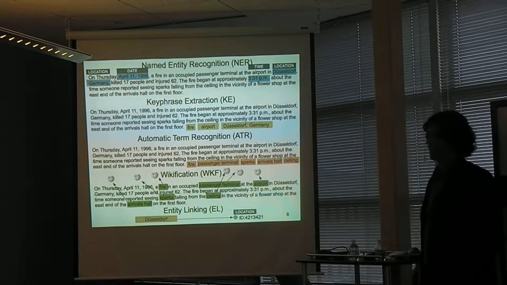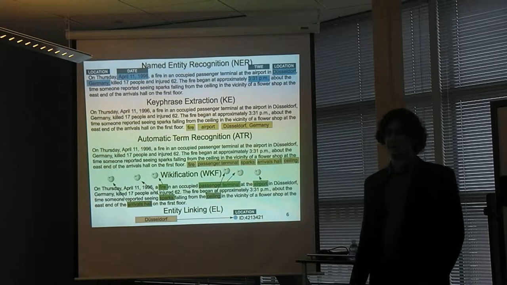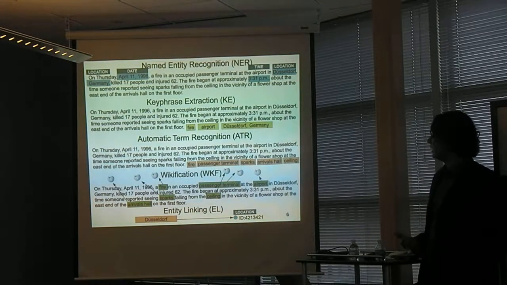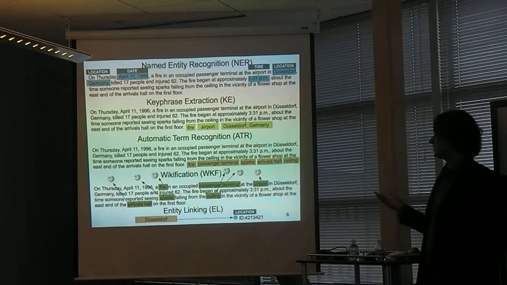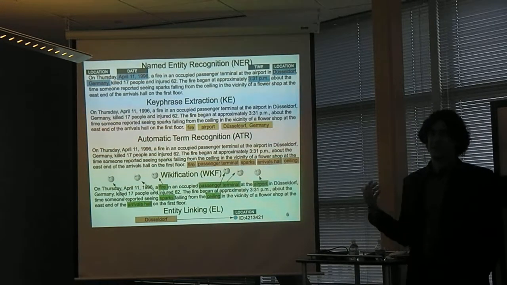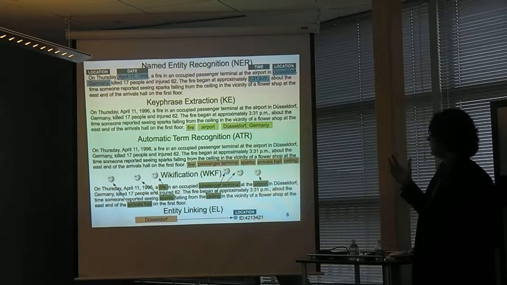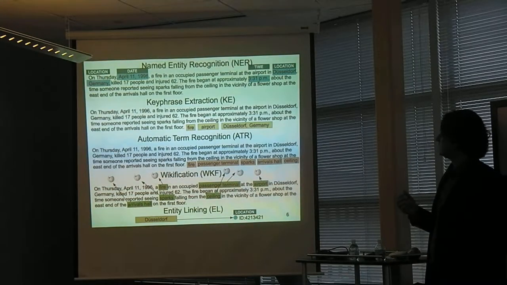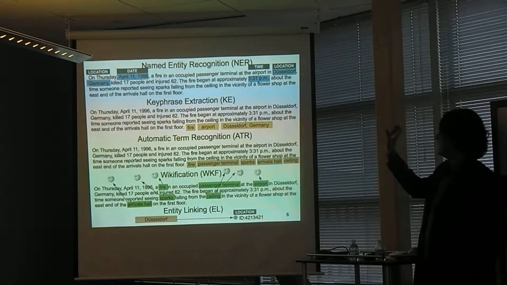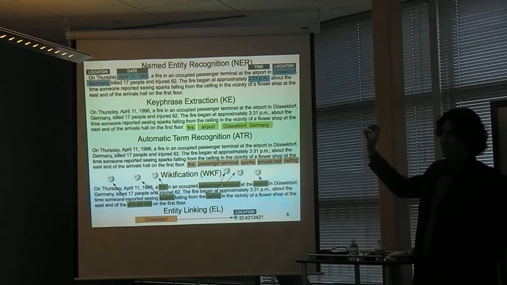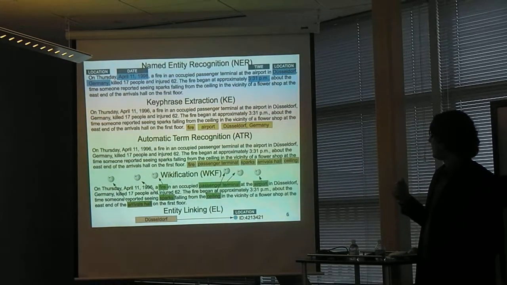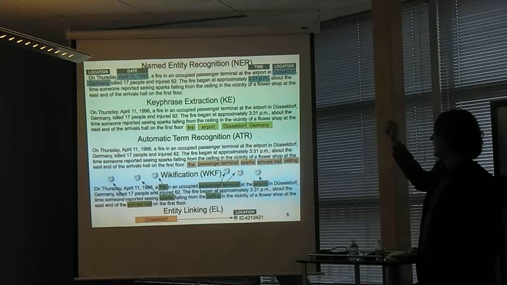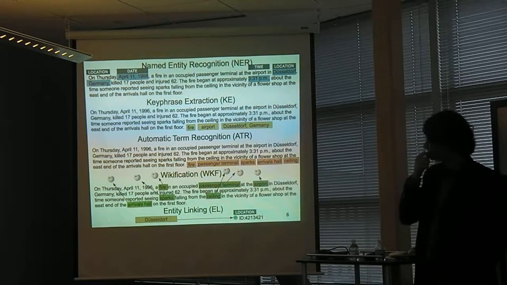So to put this in the context of literature that has been discussed in information extraction before, this relates to these tasks of named entity recognition, key phrase extraction, automatic term recognition, wikification, and entity linking. But it's not exactly any one of them. In named entity recognition, the objective is to find the segments in text that mean entities, the names of entities, and typing these entities with their type in a knowledge system. So for example, Dusseldorf, Germany, is a location, so there's a tag saying location.